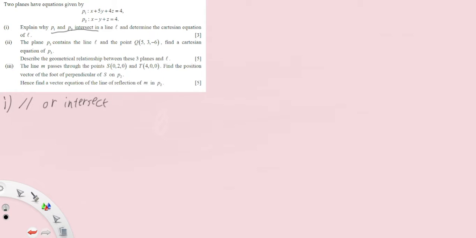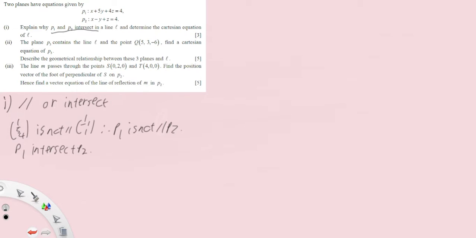So how do you prove that they are not parallel? Very simple. Look at their normals. (1, 5, 4) is not parallel to (1, -1, 1). Therefore, plane 1 is not parallel to plane 2. As such, plane 1 intersects plane 2. As simple as that.